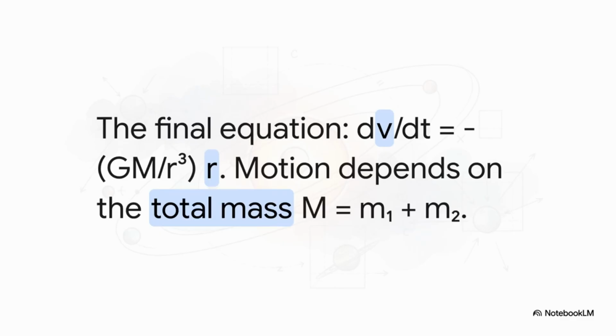And this is it. This is the fundamental equation for the two-body problem. It tells us that the relative acceleration between the two bodies is directed right along the line connecting them, and its strength depends on the total mass of the system. We've effectively simplified the problem into thinking about a single body moving around a fixed central point.